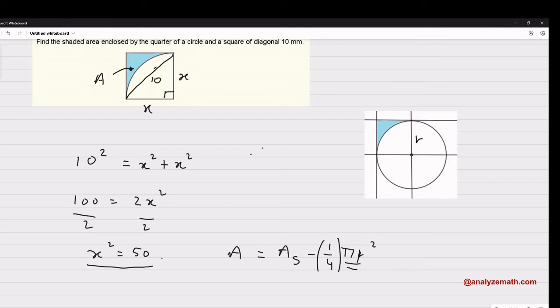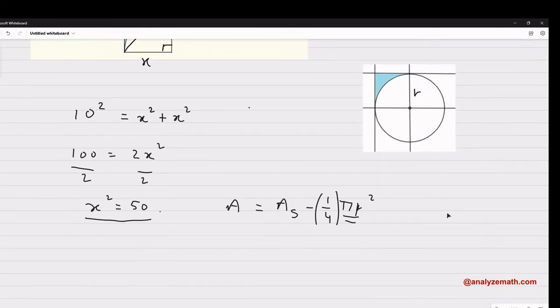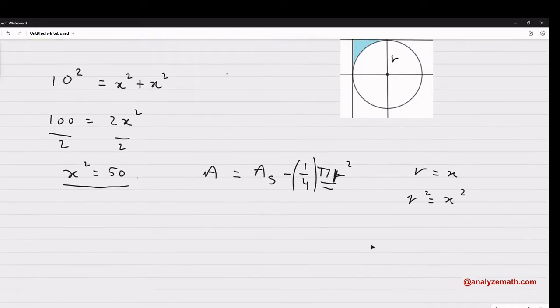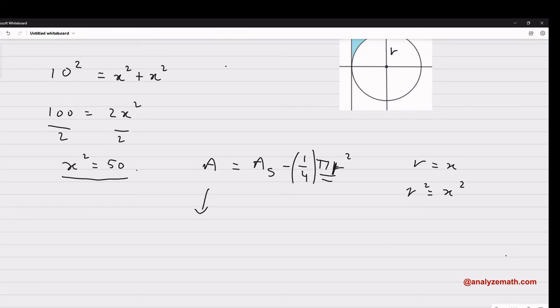Now r is the radius, and therefore r is equal to x. In the formula of the area we have r squared equal to x squared. Good. So the area A equals, now the area of the square is x multiplied by x, and that gives me x squared. Here it is. So this is x squared, and on the other side we have 1/4 pi. Now r squared is equal to x squared, so this is x squared.